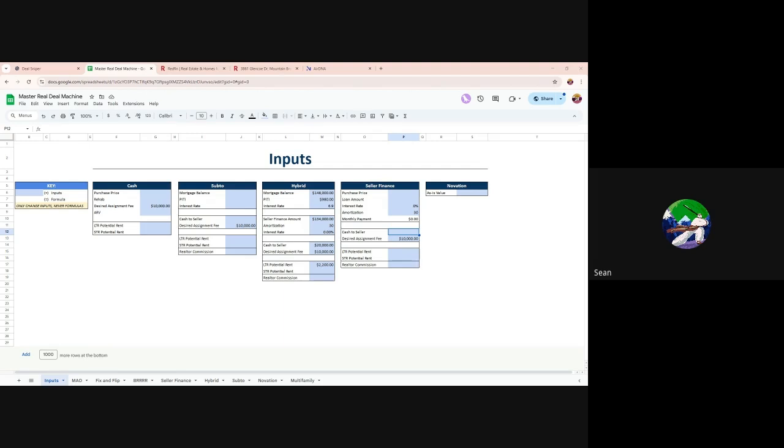So in answer to your question, what we are finding is that the higher the cash on cash return, the better for all deals across the board: sub 2, hybrid, seller finance. It's even more compelling to an investor to have a high cash on cash return than a higher entry percentage.